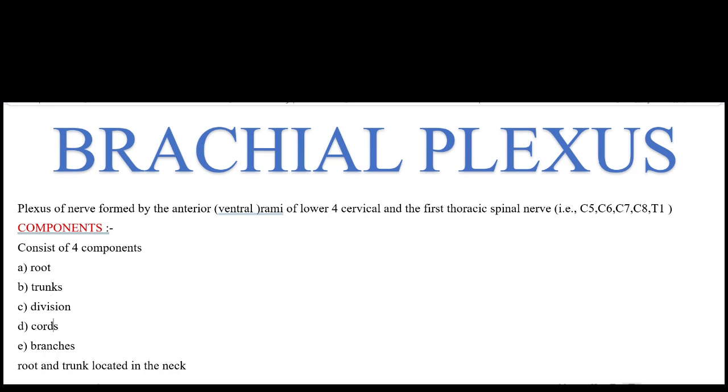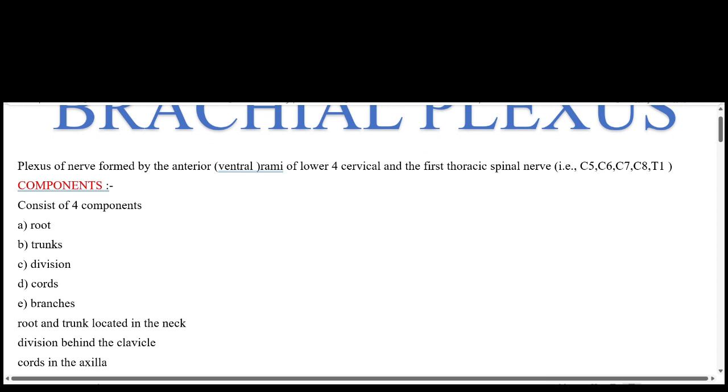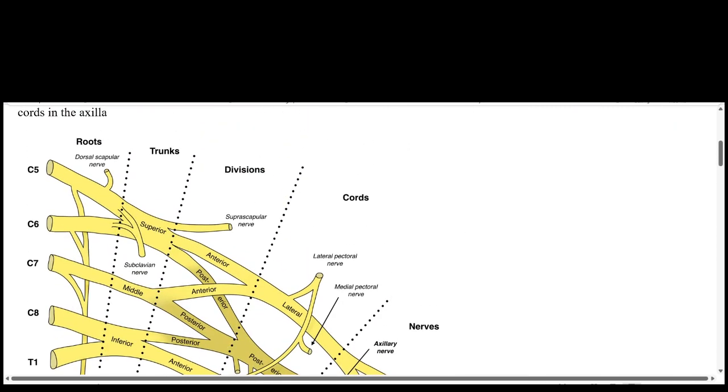Mainly we can see that the root and trunk are located in the neck, the divisions behind the clavicle, and the cords in the axilla. This is the diagram of a brachial plexus. You can easily see C5 and C6 roots join to form the upper trunk, C7 alone forms the middle trunk, and C8 and T1 join to form the lower trunk. And then all the three trunks are divided into anterior and posterior divisions. See, all are divided into anterior and posterior division.